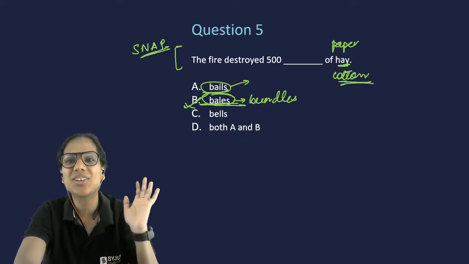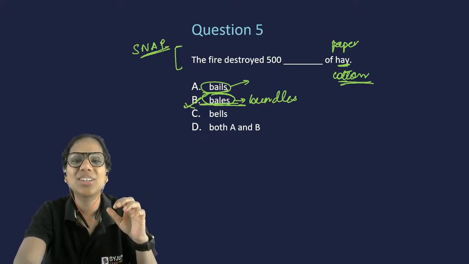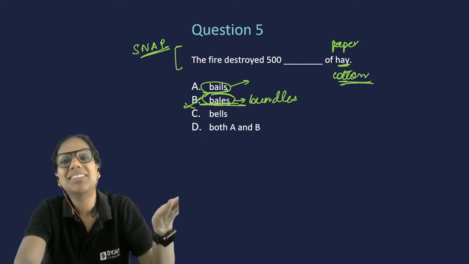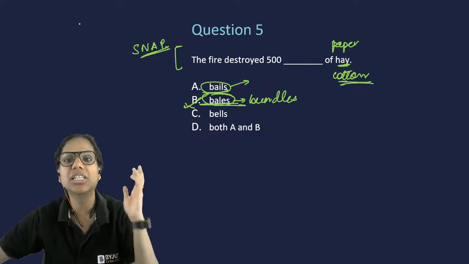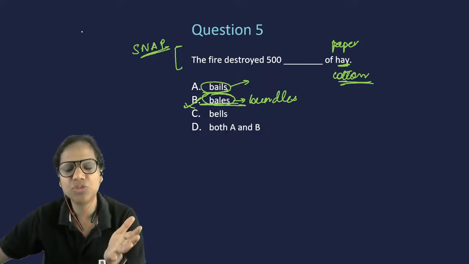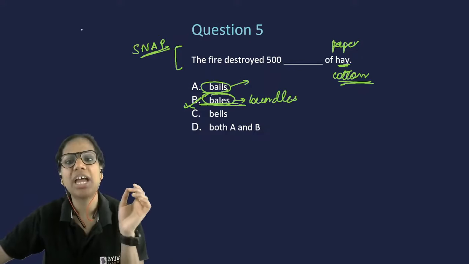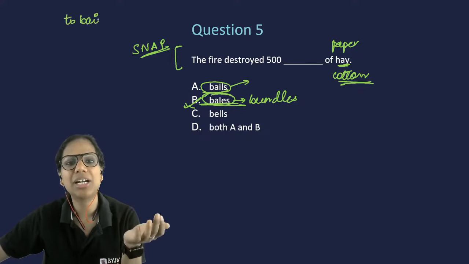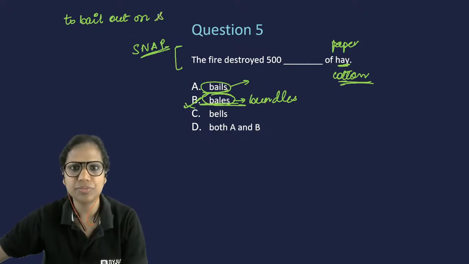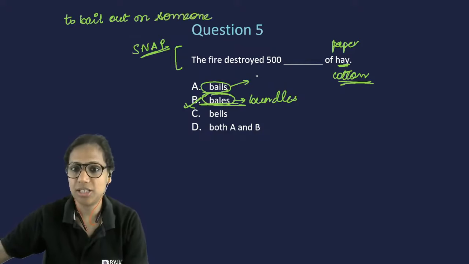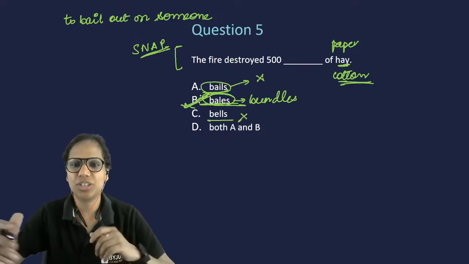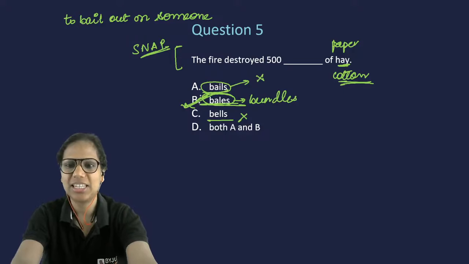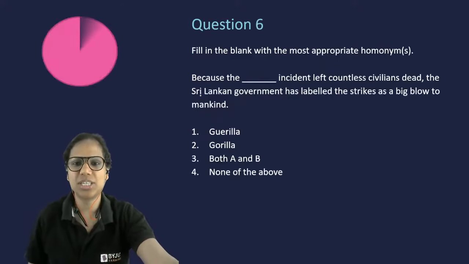When you bail out on someone, that means they need you, but you abandon them in times of their need. So to grant bail to someone, it's a legal process where someone is released from jail temporarily, and to bail out on someone is an idiomatic expression when you abandon someone who needs you. So anyway, this is not the answer here. It cannot be the answer. Bell does not fit at all. So B, Bangalore. Okay, excellent. Question 6. What do you say?